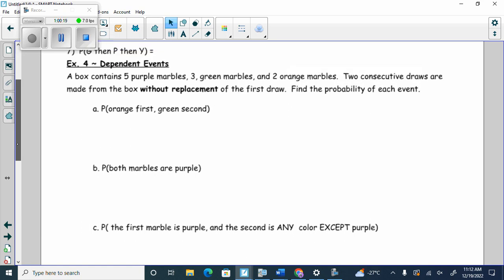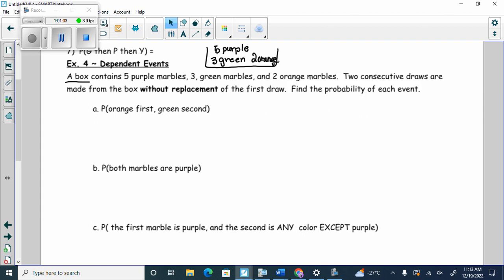So here we have a box contains. So we have one box. And it contains 5 purple, 3 green, 2 orange. Now what makes this question independent? How could I make this question independent if I have one bag of marbles? With replacement. Replace the marbles. And the next one doesn't depend on whatever the heck the first one was, right? If I don't replace the marble, though, then it's dependent. If I have 2 completely separate bags of marbles, that's always independent, right?